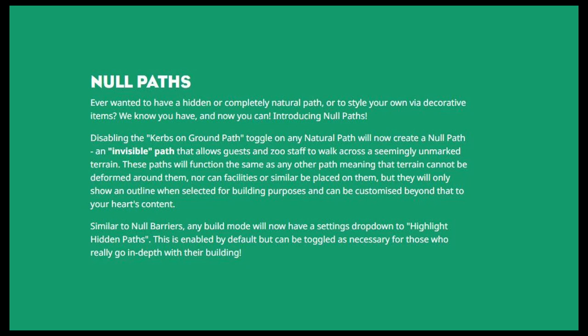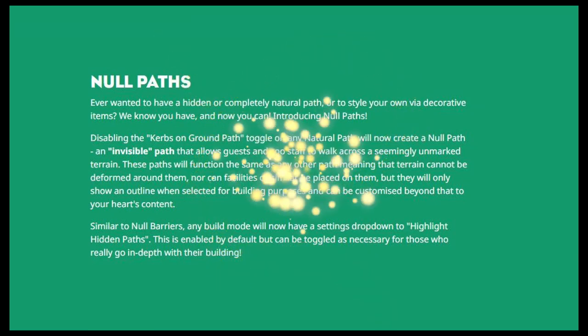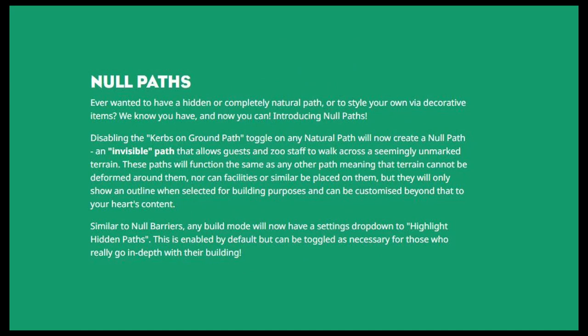Now the first one, Null Paths, is a little less exciting than I thought at first, because my mind went straight to glass bridges and all of these exciting things that you could do with raised paths, but it looks like the null paths are actually not a new path. What it says here is disabling the curbs on ground path toggle on any natural path will now create a null path, an invisible path that allows guests and staff to walk across seemingly unmarked terrain.